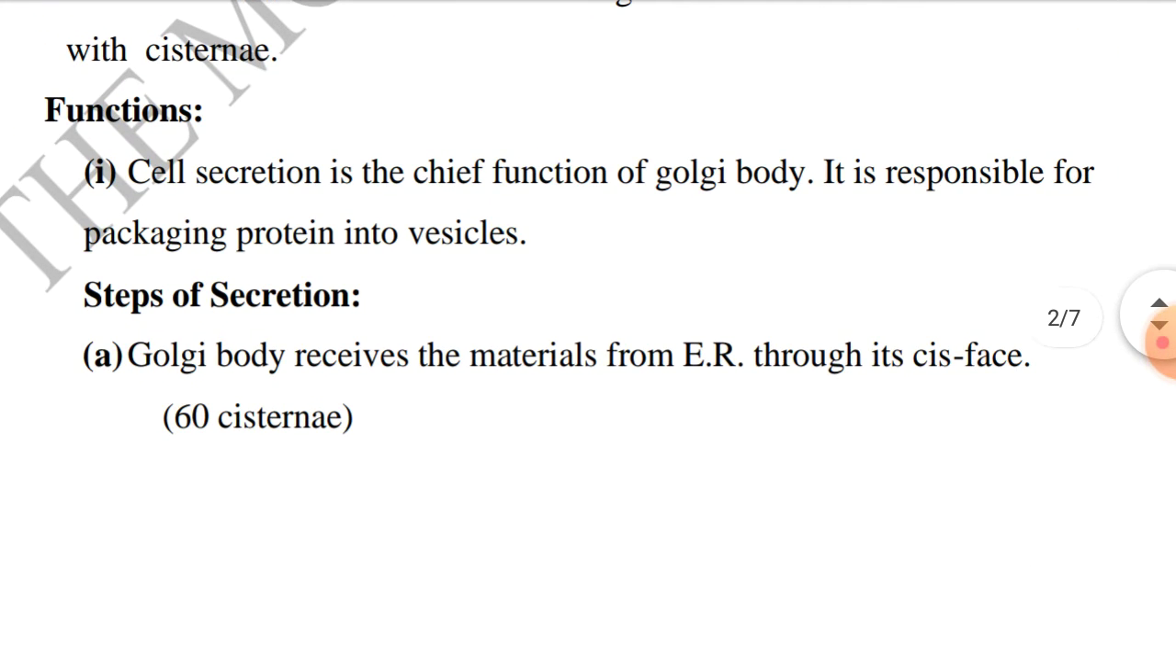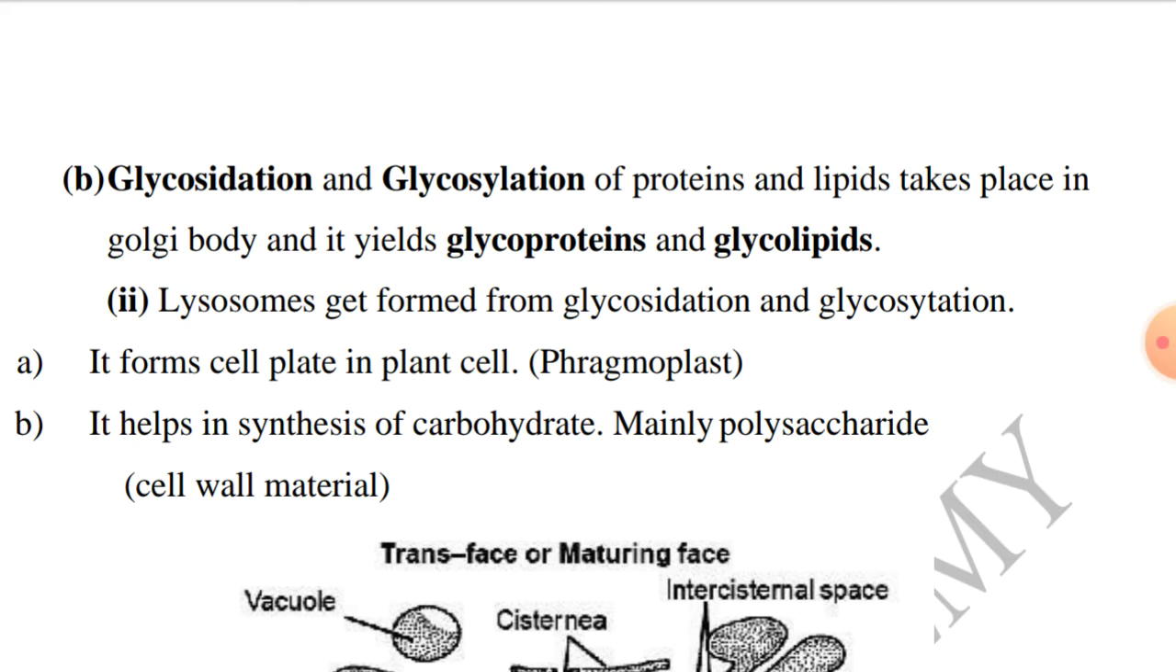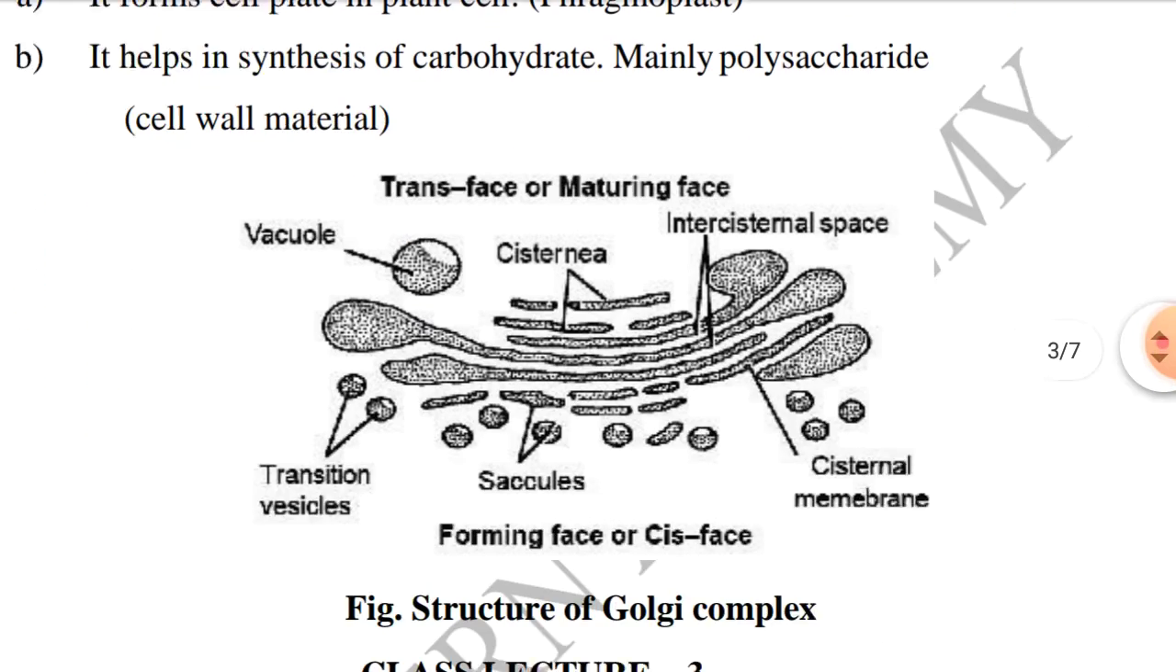What is the function of Golgi body? The cell secretion. The first step is that in the cisternae or space, the process of glycosidation and glycosylation takes place, and it gives us glycoprotein and also glycolipid. Lysosomes get formed from glycosidation and glycosylation. It forms a cell plate in plant cells. In plant cells only it will form the cell plate, and it helps in synthesis of carbohydrate. Synthesis means the formation. So it helps in the formation of carbohydrate.